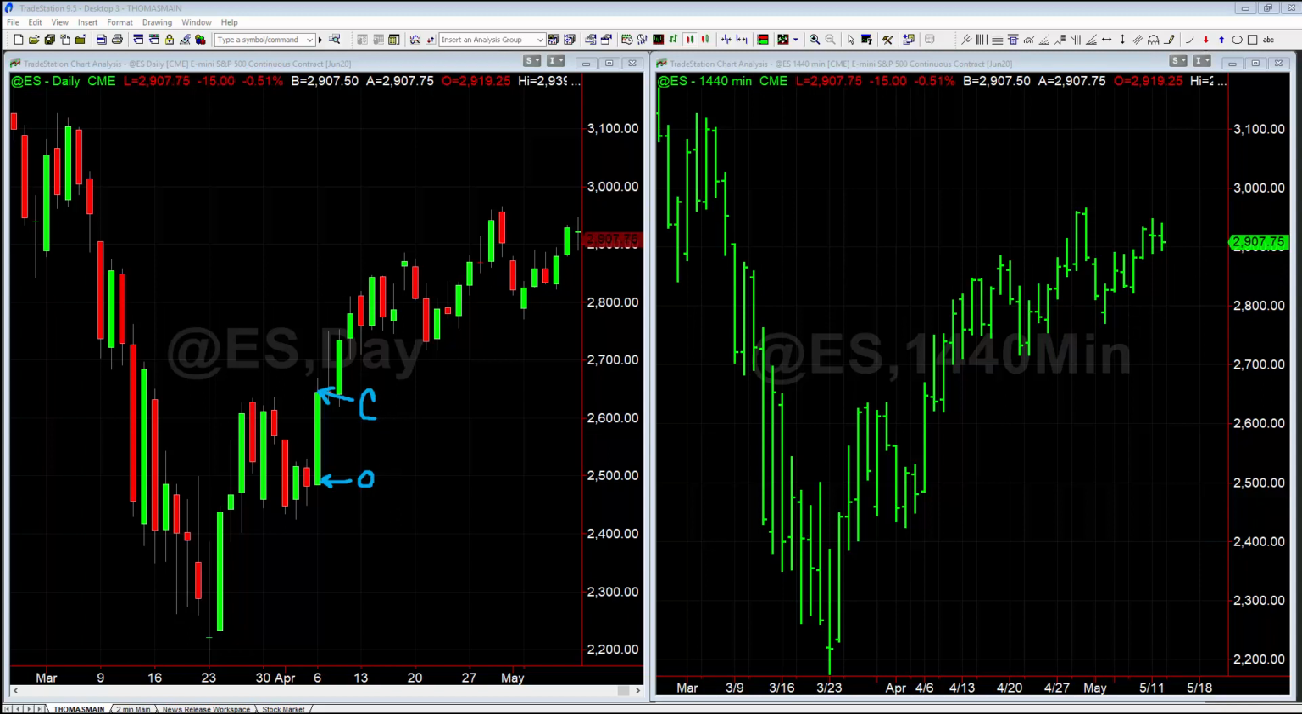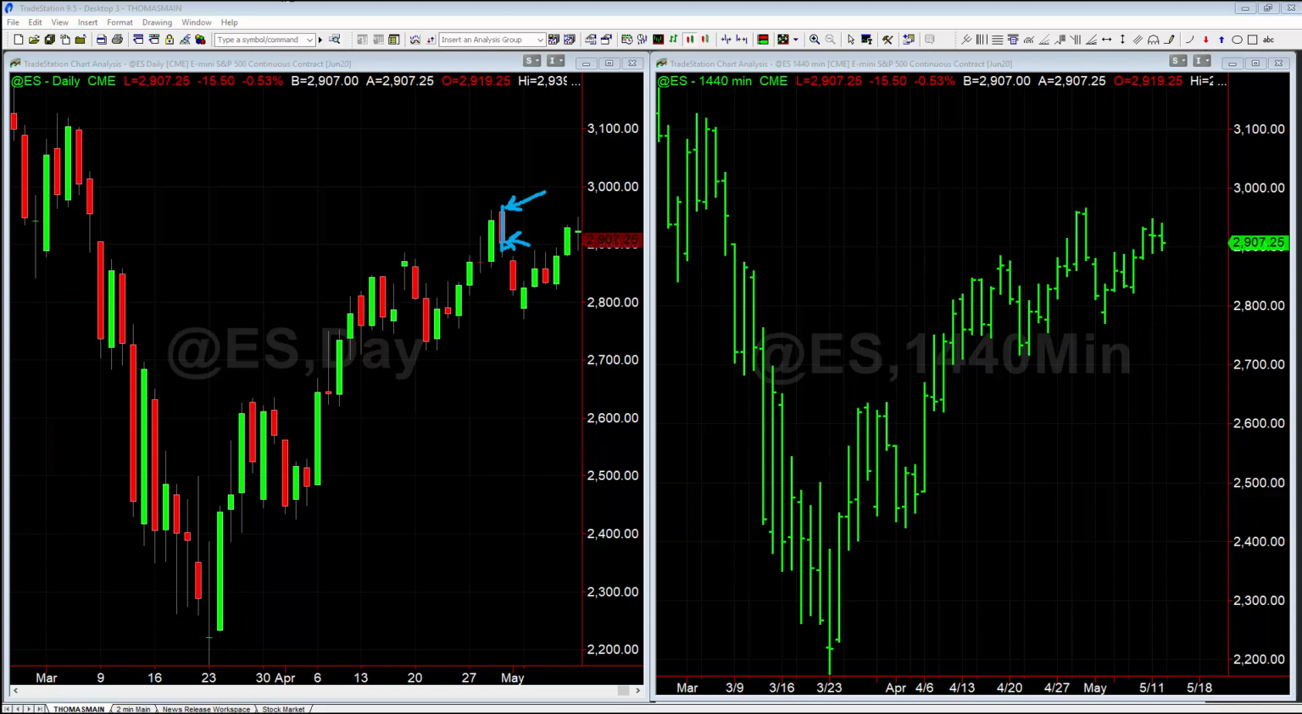Now the exact opposite goes for a red candle. If we have a red candlestick, it opened at the top of the body, which is the fat part of the candlestick, and closed at the bottom. For example, this candle right here opened at the top of the body and then closed down here. So on that day, the S&P opened and went down and then closed down there.